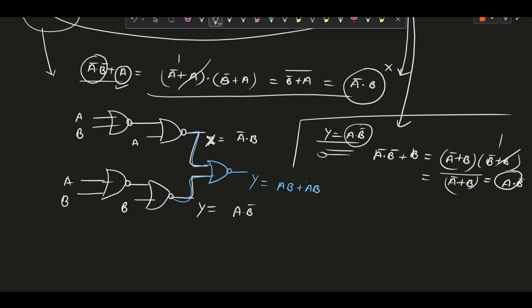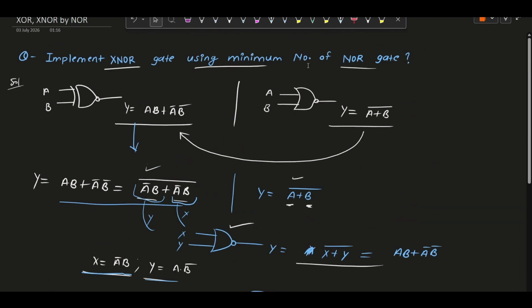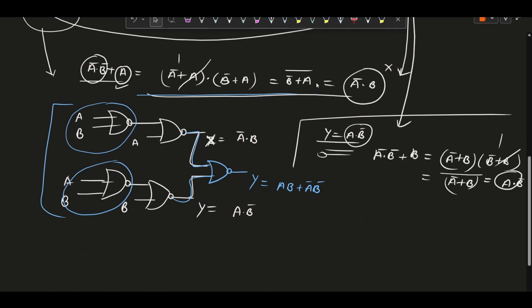Okay. So I think you have understood this from the implementation part. Now observe one thing. We will simplify this expression as well, because if you observe, we have used these two NOR gates in the same format. In the question it is mentioned using the minimum number of NOR gates. So we can use one NOR gate instead of two NOR gates to minimize the number of gates.